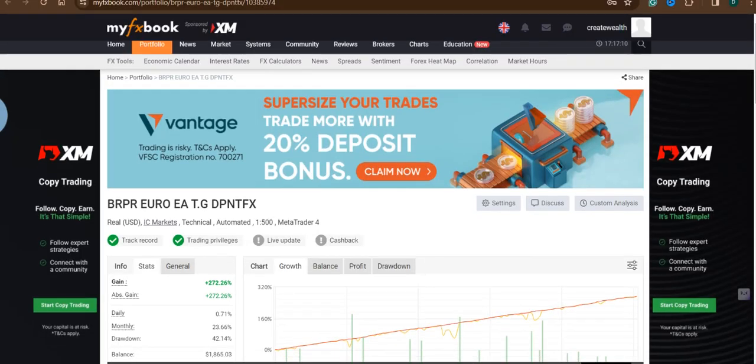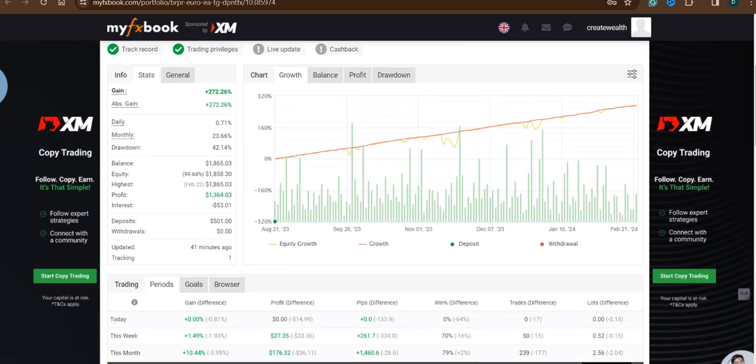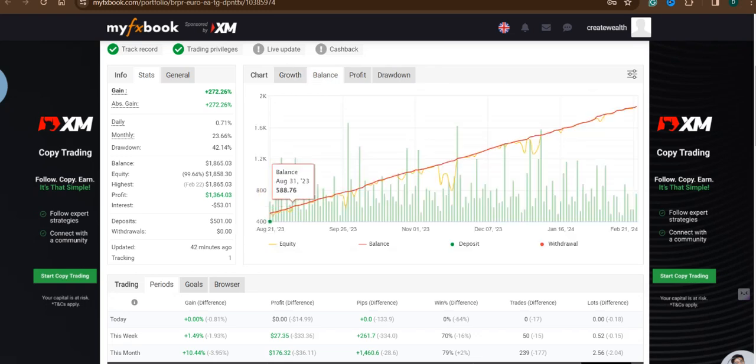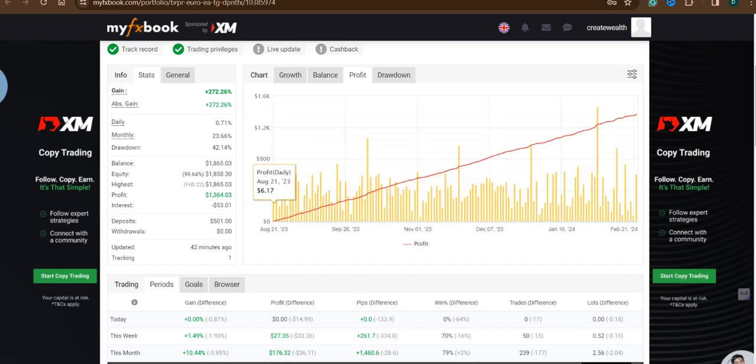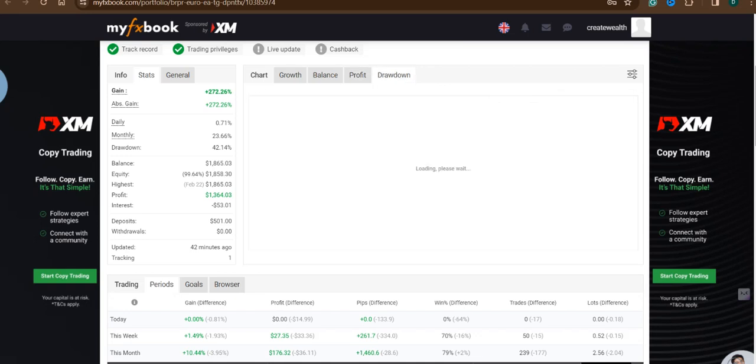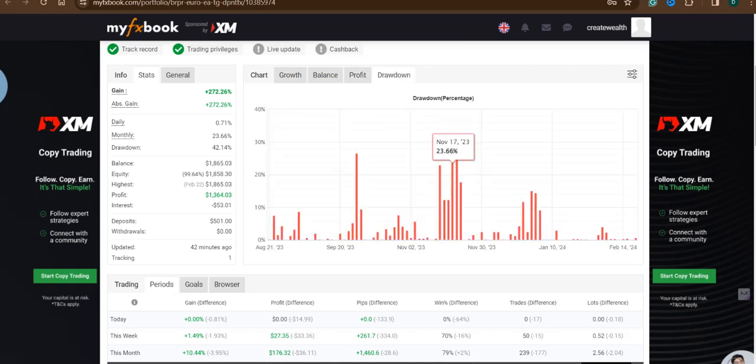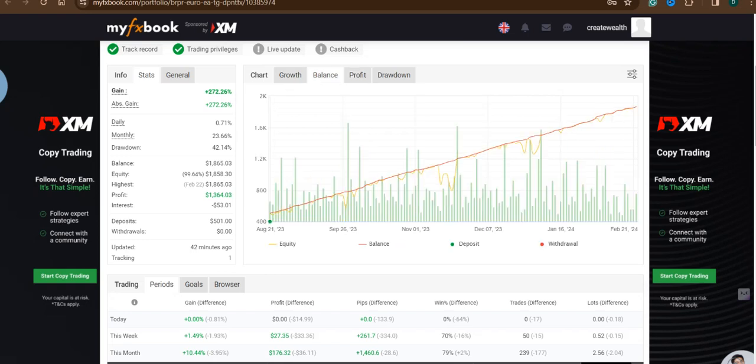guys. Here comes the MyFX book page. Okay, so you can see this is the growth graph, this is the balance graph. Okay, this is the profit graph, and this is the drawdown graph. Okay, so these are what the graphs are.